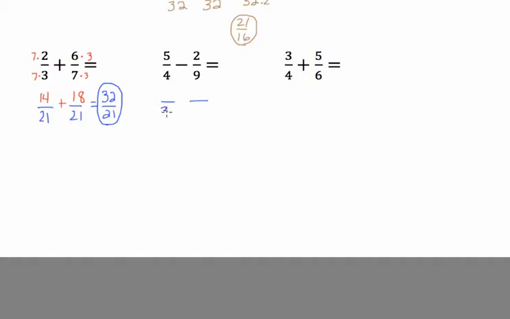5/4 minus 4/9. First, get a common denominator. 4 divides into 36. 9 also divides into 36. Again, a good way to get a common denominator that works is just to multiply 4 times 9.